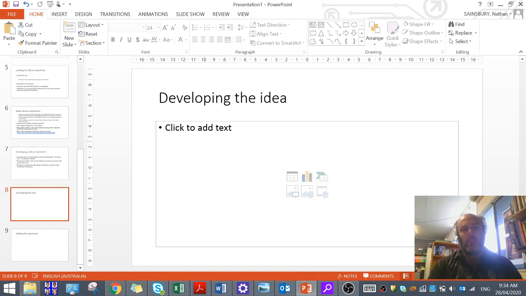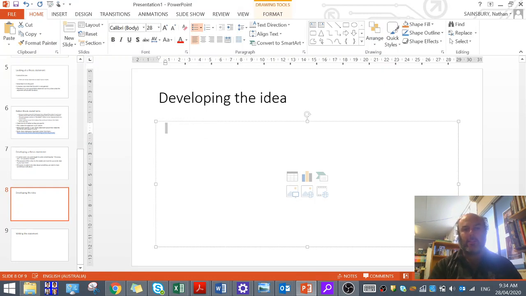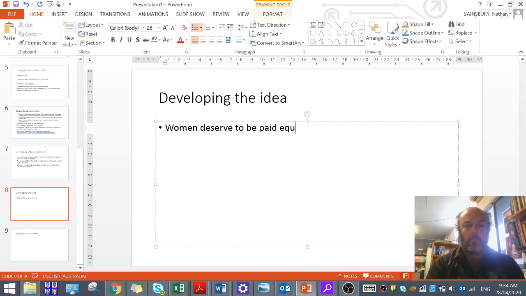So I'm going to use an idea that one of my students was talking to me about the other day for something she was writing. And so there is the idea that women deserve to be paid equally, or we'll change it, to be paid the same as men. All right, so that's a statement, and it's got some clarity there. We can see the point.